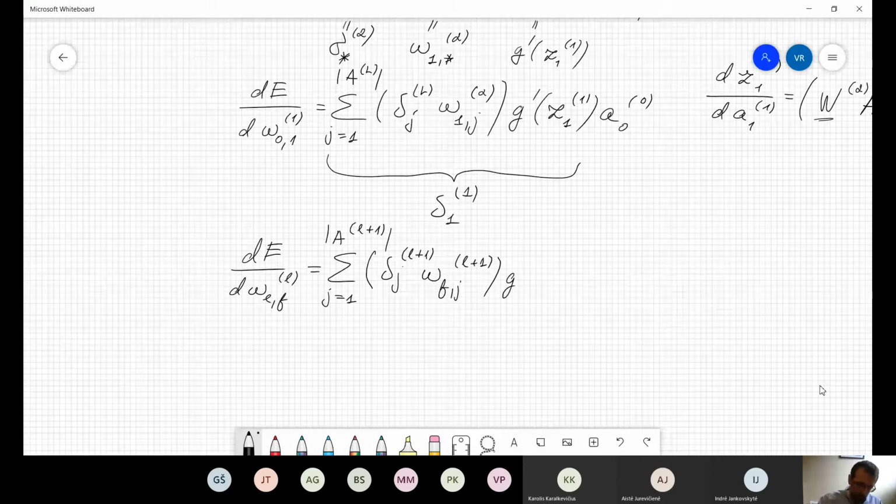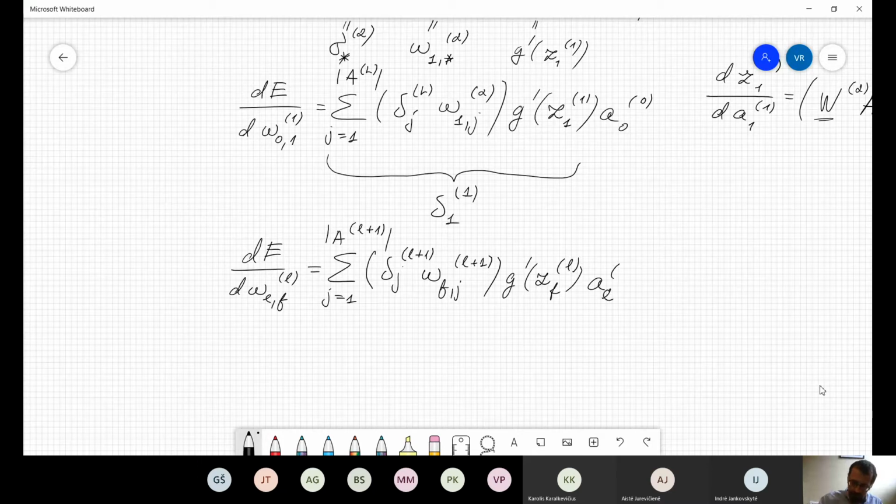Now you basically have the derivative on the activation times the activation on the previous layer, L minus 1. And this can be rewritten in a more concise way. This is delta on the L layer, on the current layer. So we basically reach the immediate neuron, and we just multiply by the activation on layer L minus 1.